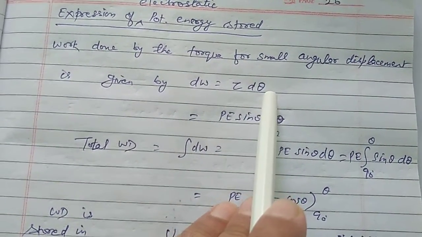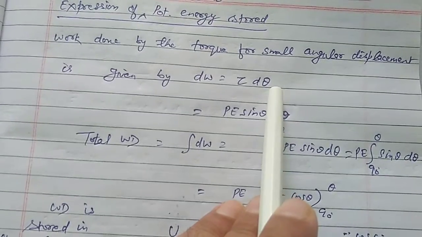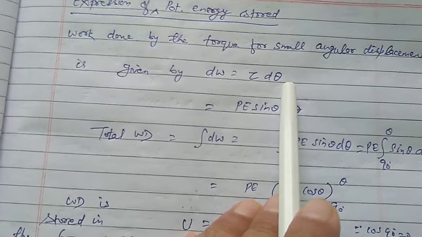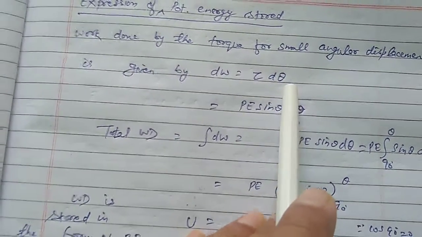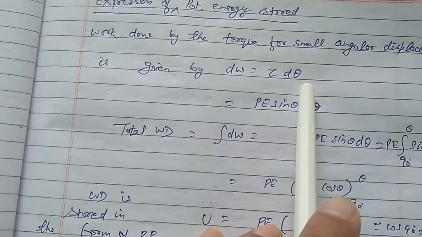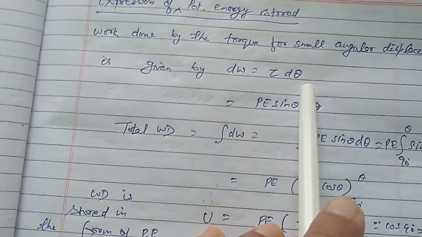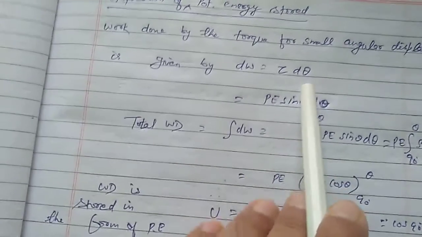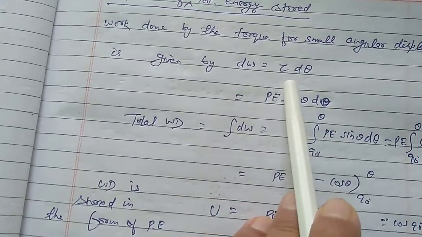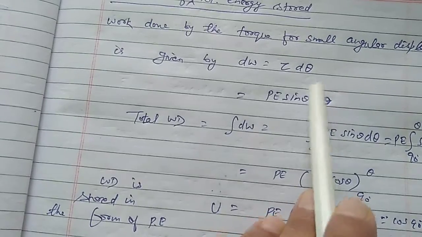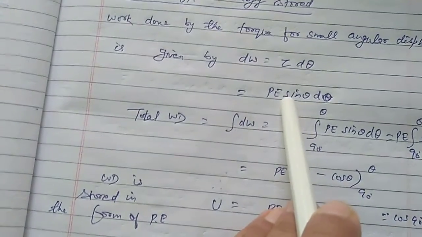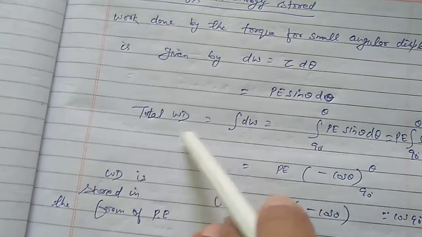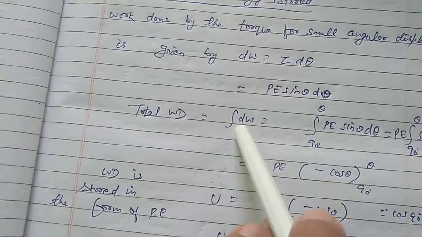As you already know, the work relation is force into displacement. In place of force, I am writing torque, and in place of displacement, I am writing angular displacement, because due to rotation, there will be a change in angular position. So work done by the torque is given by tau d theta. And what is the relation of tau? P sine theta, as I just told you, and this is d theta. If you want to find out the total work done, you will do the integration.